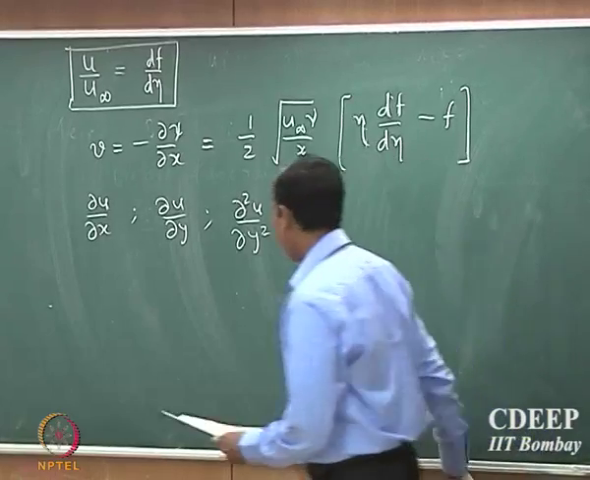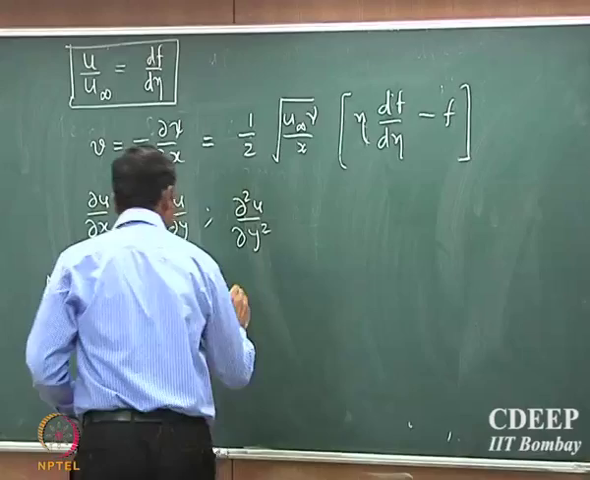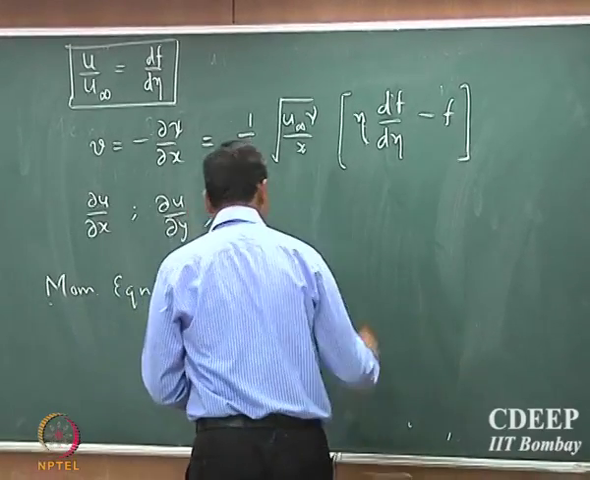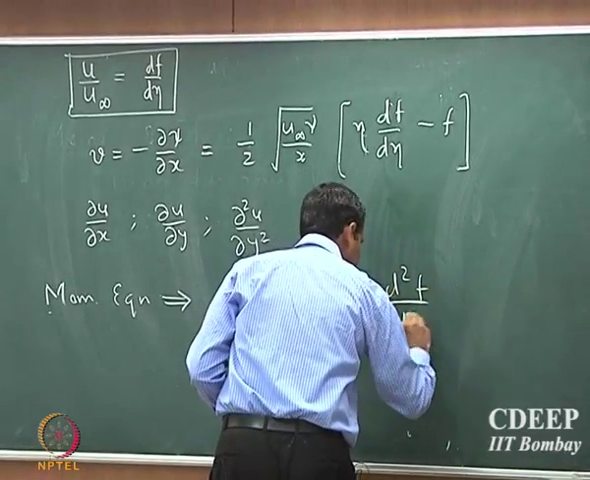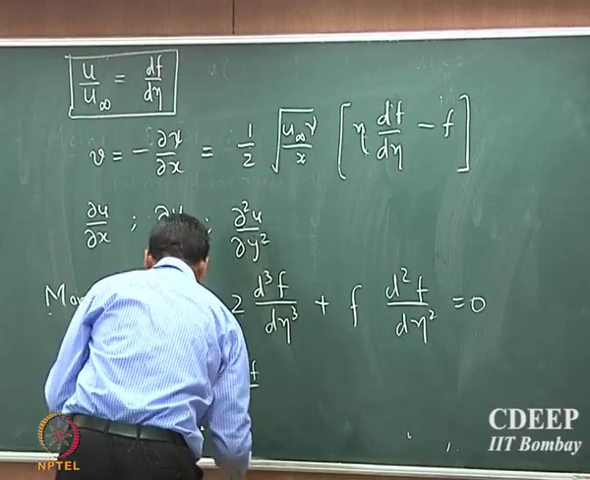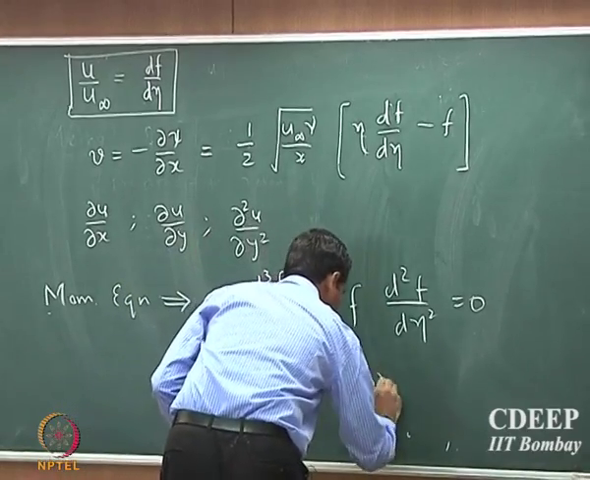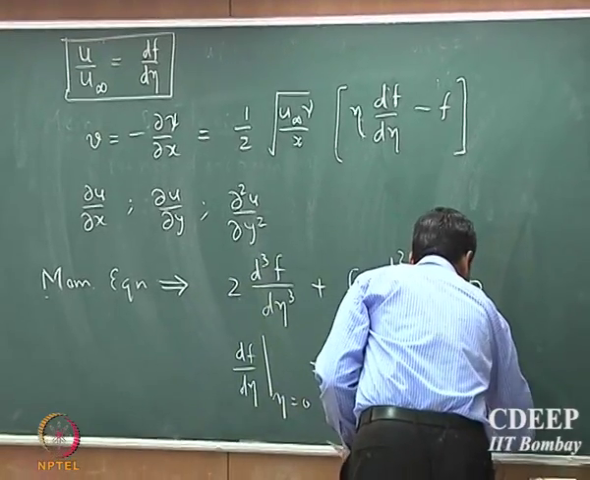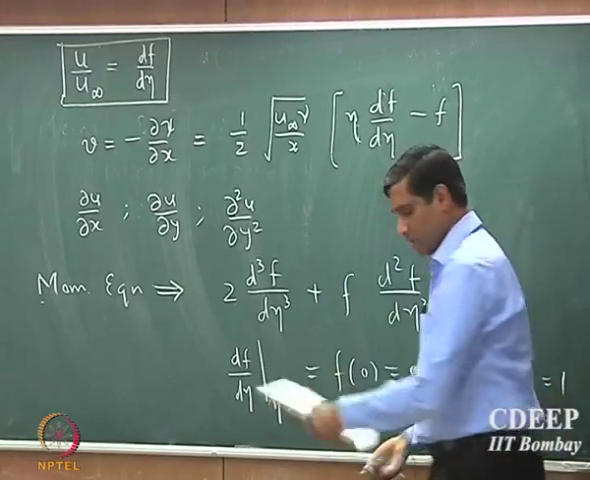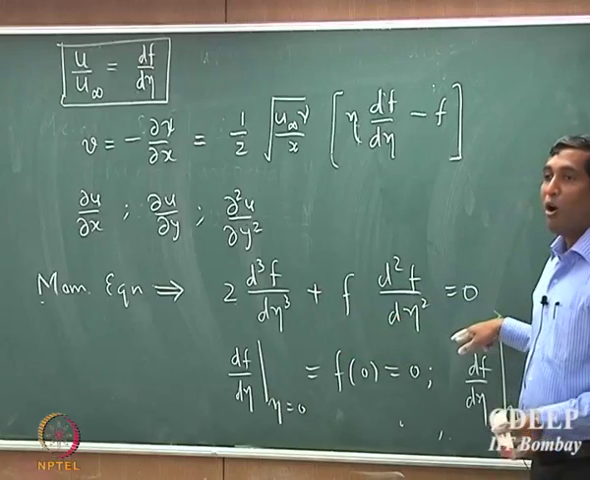So the momentum balance will now turn out to be 2 d cube f by d eta cube plus f into d square f by d eta square equal to 0, with the boundary conditions f equal to 0 at eta equal to 0, df by d eta equal to 0 at eta equal to 0, and df by d eta equal to 1 as eta tends to infinity. So the momentum balance essentially reduces to this ordinary differential equation.